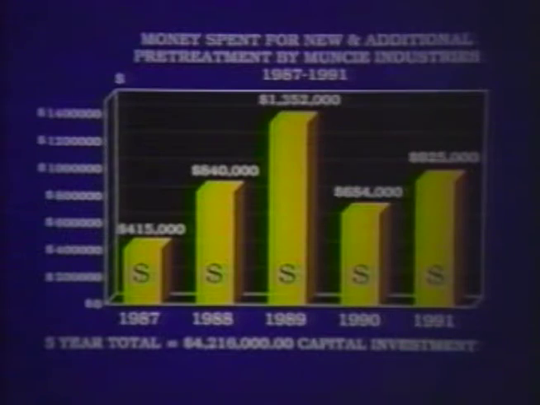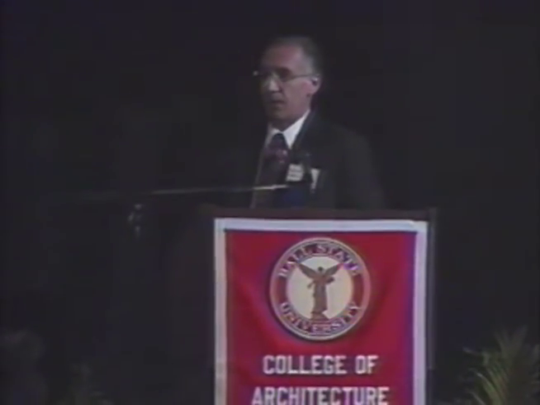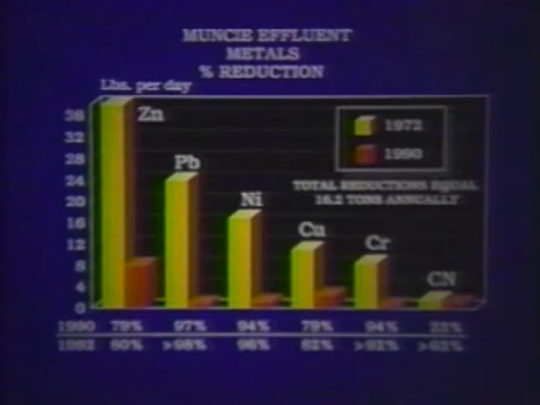Just in the last 5 years, through local enforcement actions, letters of violation, enforcement compliance schedules, sitting down around the conference table, just in this last period of time, our industrial community, just for Muncie, has invested a little over $4 million for new and additional pre-treatment. The end result is here's what we've got going to the river because of that money that has been spent. Since the early 70s, the zinc's been reduced going to our stream by 79%, lead by 97, nickel by 94, copper by 79, chrome by 94, and cyanide by 23. And the reason cyanide's 23 is we didn't have that much to begin with. We've only got 3 cyanide users in town.